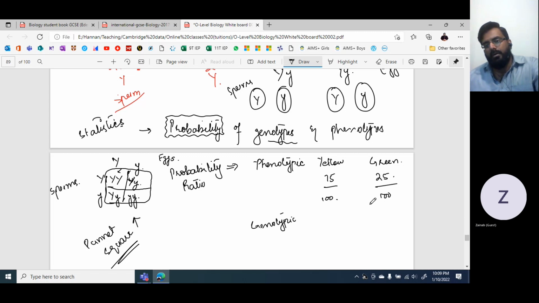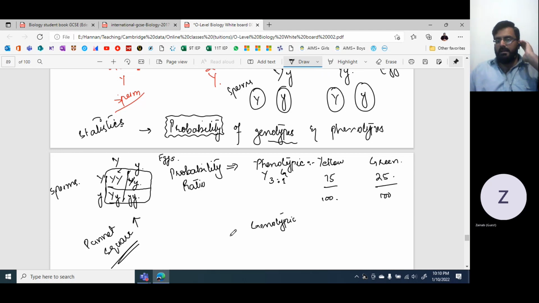75 by 100 and 25 by 100. And if we mention it in the form of ratio, we can mention a 3 to 1 ratio. Yellow to green ratio is 3 to 1. Isn't it? Understood? Yes, sir.